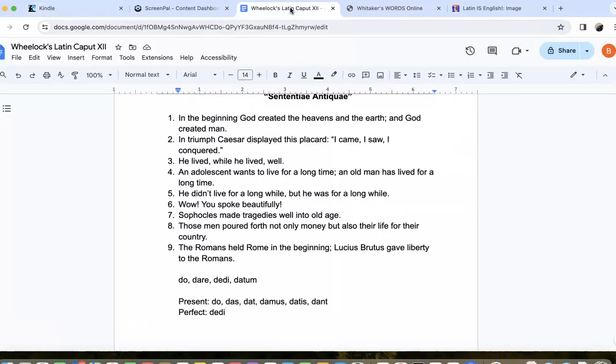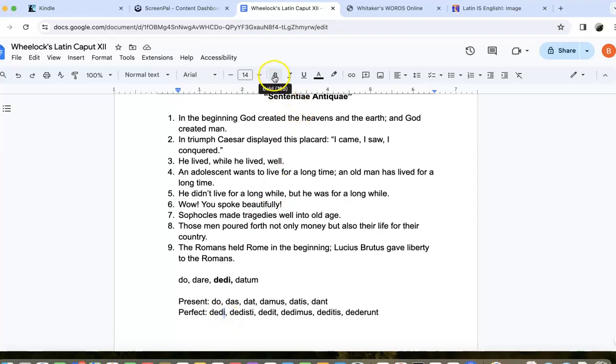And it's going to look like this. So dedi, D-E-D-I, and then edisti, and then dedit, because I'm using the third principal part, minus the E, so you have to take off the E, but then dedimus, dedistis, and then dederunt. So notice -isti, -it, -imus, -istis, -erunt.